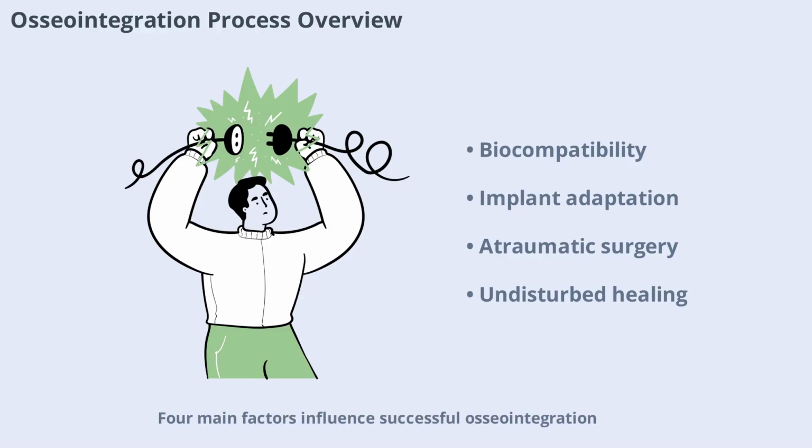4 main factors influence successful osseointegration: biocompatibility of the material, implant adaptation to the prepared site, atraumatic surgery, and an undisturbed healing phase. These factors work together to ensure that the implant integrates seamlessly with the host bone, providing a stable and functional connection.